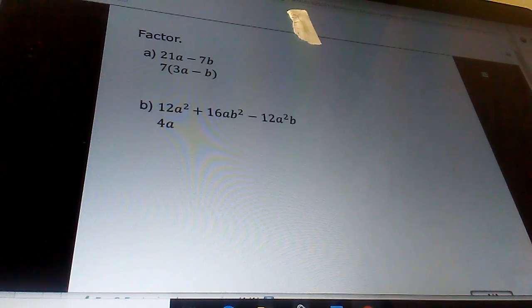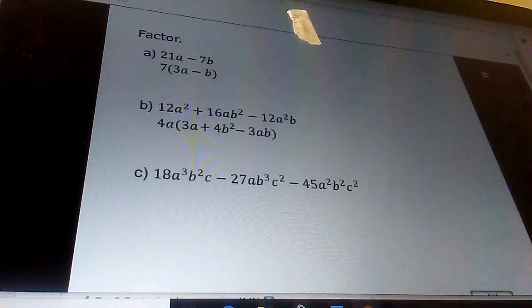12a squared divided by 4a is 3a. 16ab squared divided by 4a is 4b squared. Negative 12a squared b divided by 4a is negative 3ab. Again, if we wanted, we could check our work by multiplying.